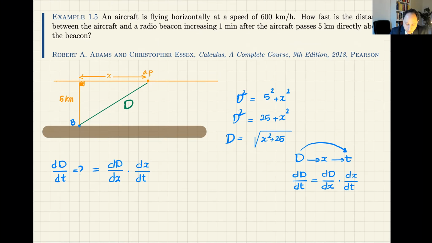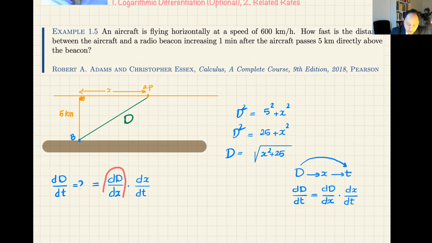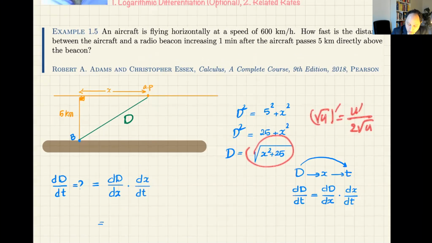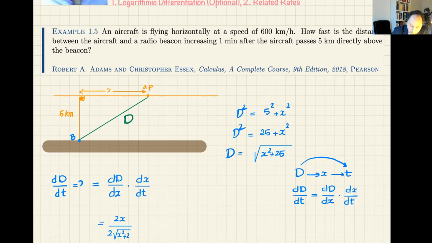But now let us try to see what we can do. If I ask you what is dD over dx, you don't have any problem. This is a very simple chain rule problem. Okay, so what should I do? Do you remember the formula for the derivative of a square root of u? It is u prime divided by 2 square root of u, but u prime is just 2x. So let me be quick. It becomes 2x divided by 2 square root of x squared plus 25, and then multiplied by dx over dt.